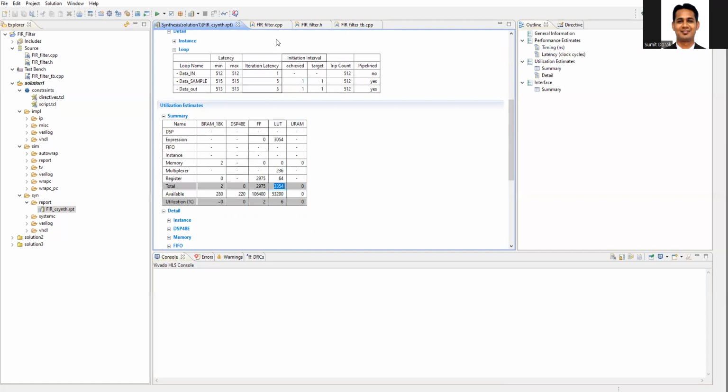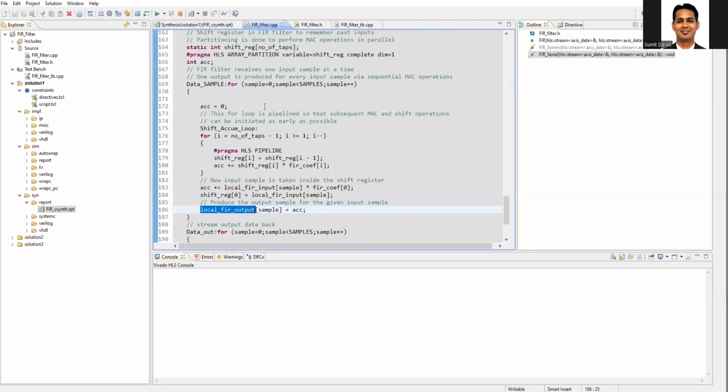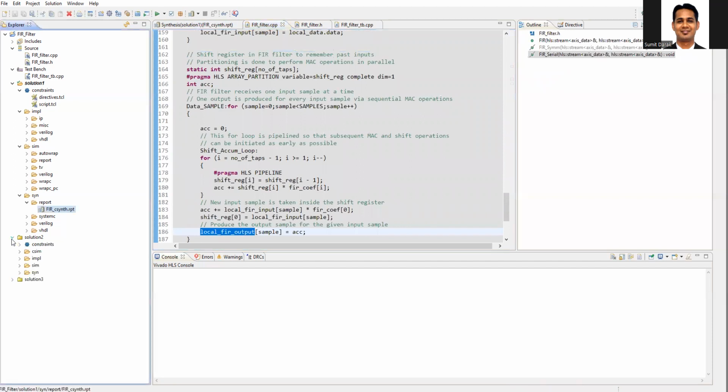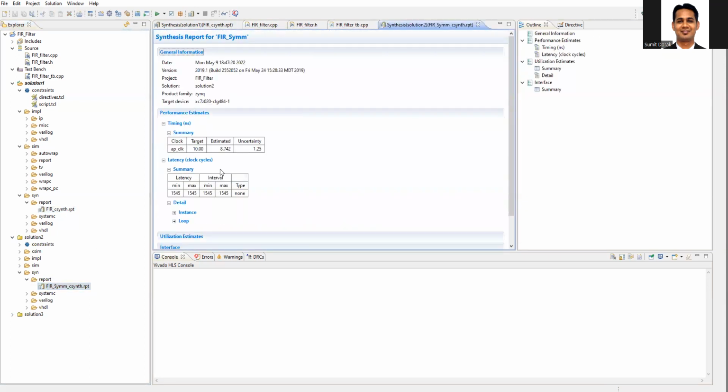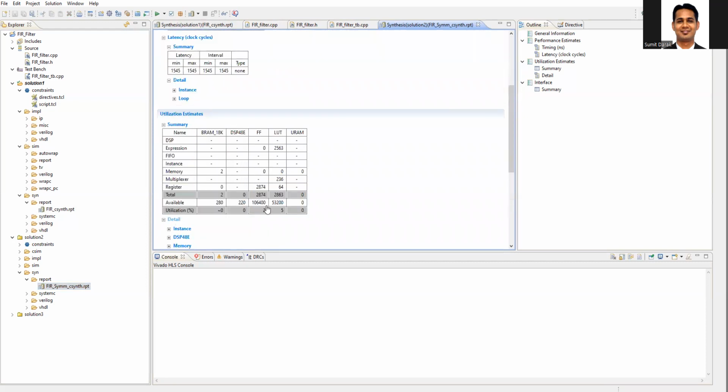So now what we do in the second solution, we try to exploit the symmetry. By exploiting the symmetry, you are going to reduce your resource utilization, because the number of multipliers is reduced significantly. And you can see that now your flip-flop utilization as well as the lookup table utilization has reduced. So that is the advantage you get by using the symmetric filter.